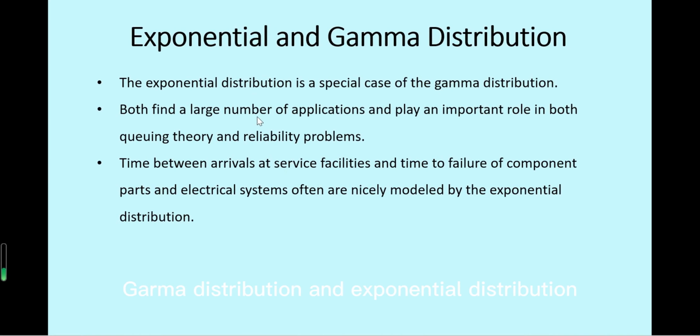Gamma distribution and exponential distribution are related because exponential distribution is a special case of the gamma distribution. Both distributions find a large number of applications and play an important role in both queuing theory and reliability problems. Time between arrivals at the service facilities and time to failure of component parts and electrical systems often are nicely modeled by the exponential distribution. So exponential distribution and gamma distribution model a positive random variable, which is often used as the time between events.